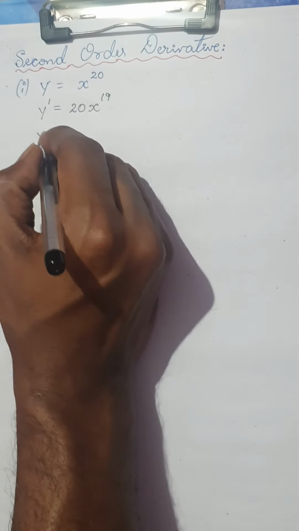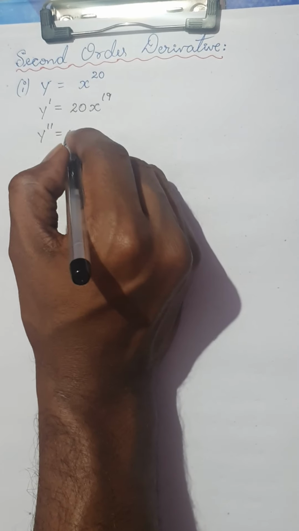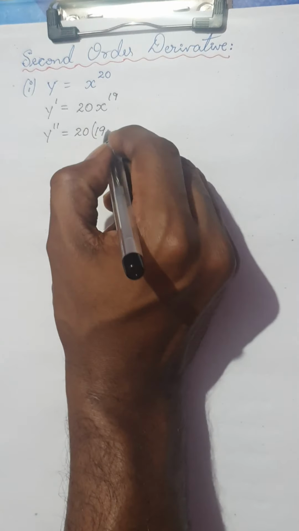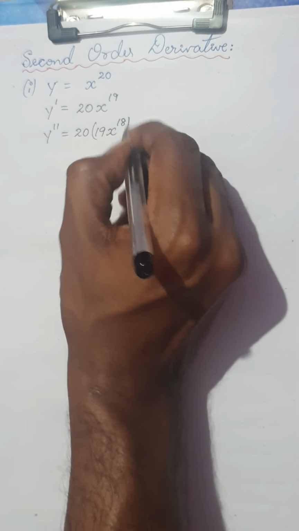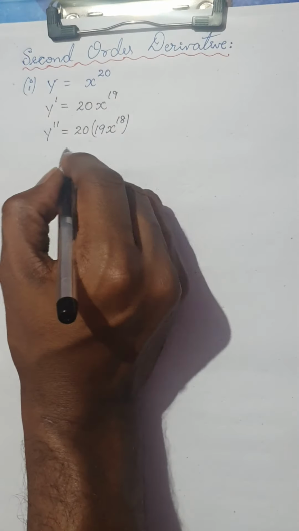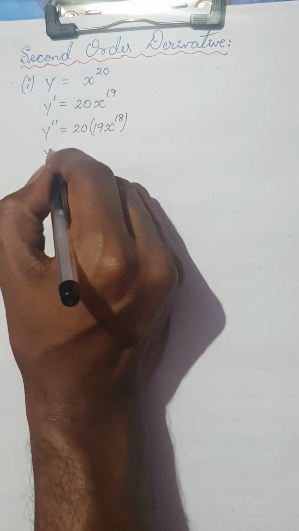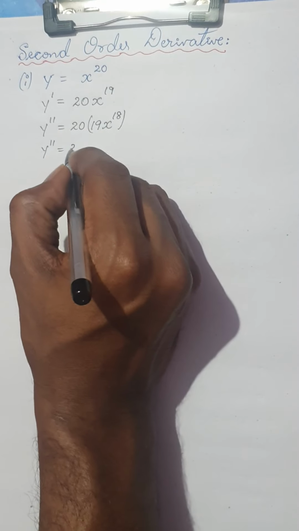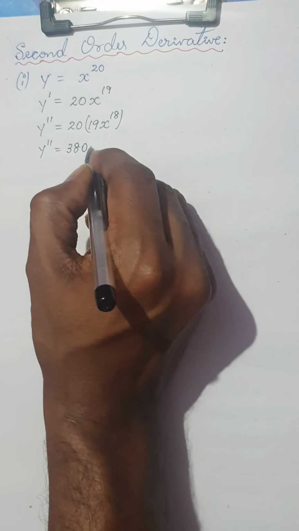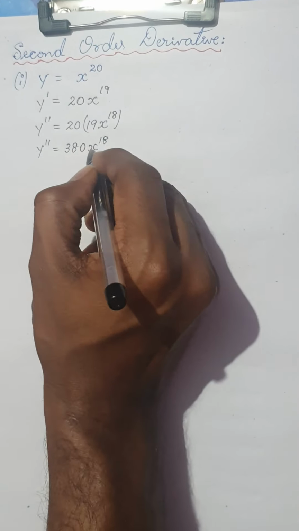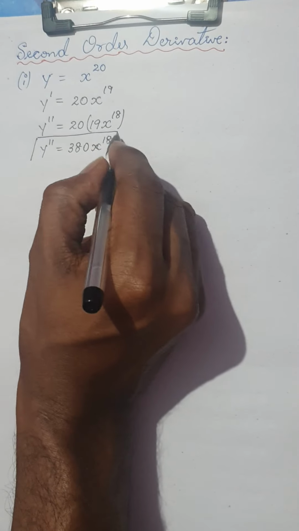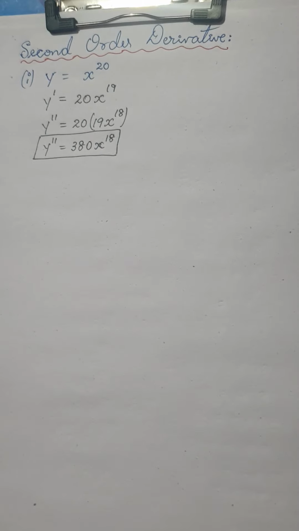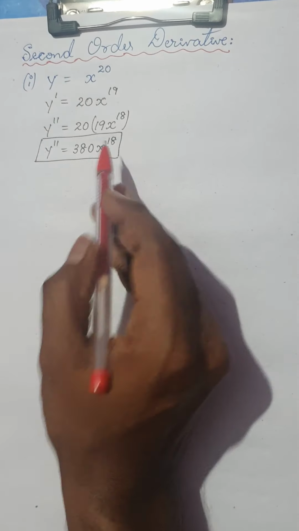Now the second derivative of this will be 20 as it is. Again, derivative of x power 19 is, we all know, 19 into x power 18. So this is nothing but the second derivative will be 19 twos are 38, so 380 into x power 18. So remember, the second derivative of x power 20 is 380 into x power 18.